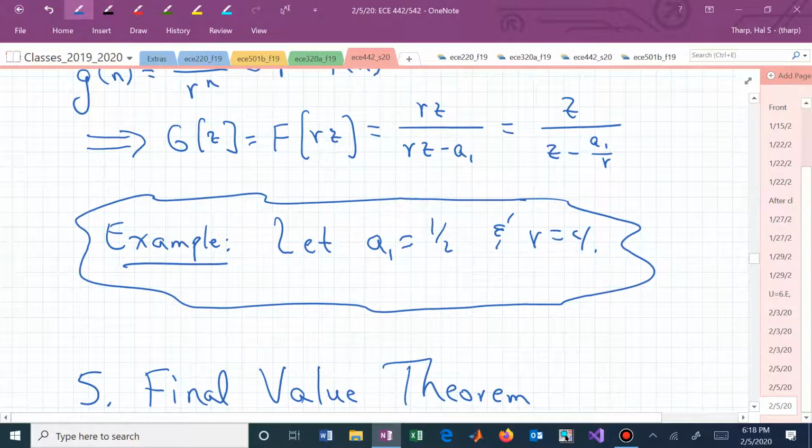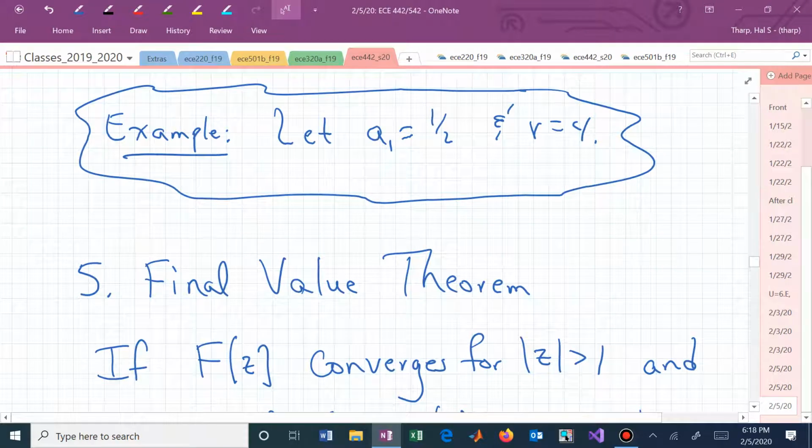What happens when you now do this scaling in the z-plane? You've essentially scaled z by a factor r. And what does that look like in the time domain? That now has influenced the exponential behavior in the time domain.